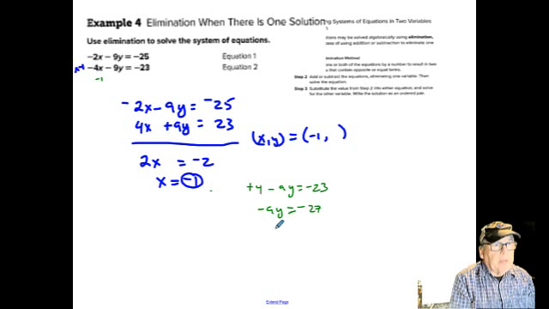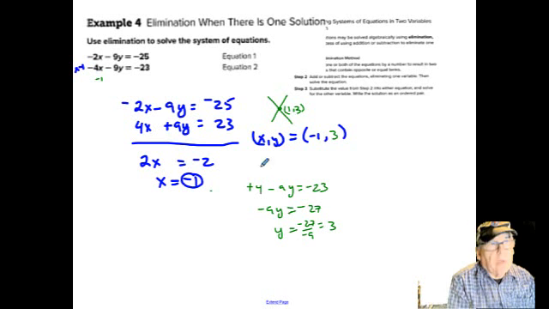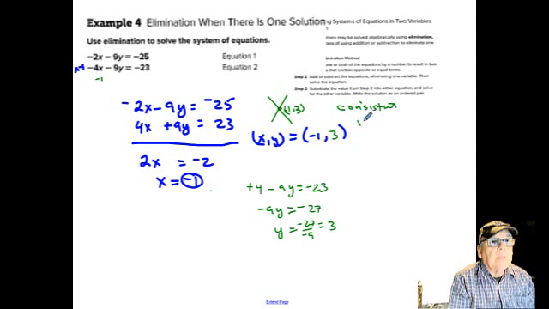And divide both sides by minus 9. Minus 27 divided by minus 9 is 3. So y is 3. So we have a system of lines that cross and intersect in one position, and that coordinate is x is negative 1, y is 3. So this is a consistent system because there is an answer, and it's an independent system because there's only one answer.